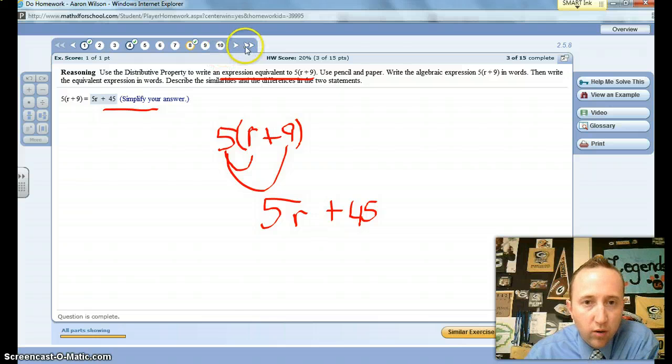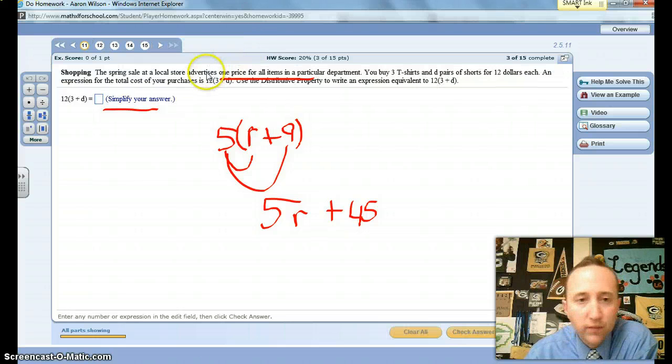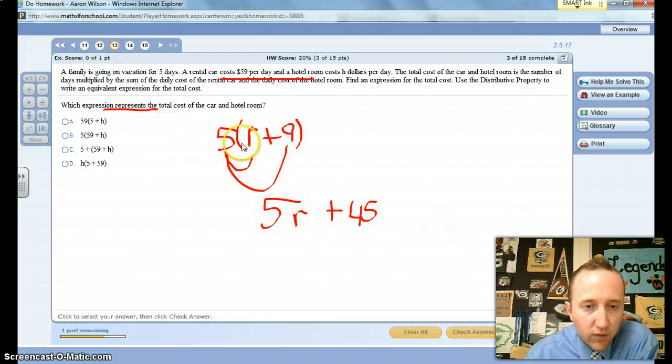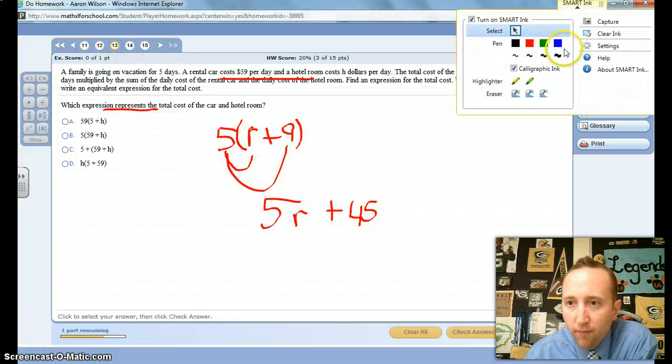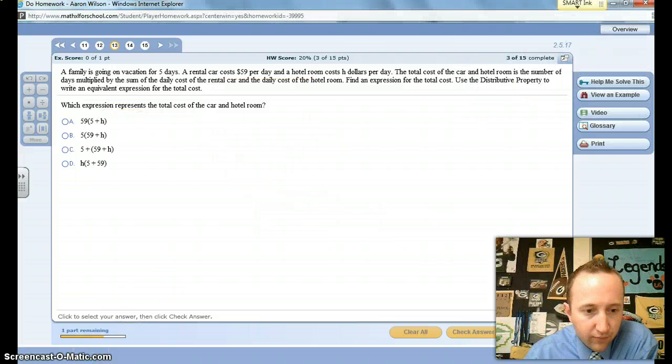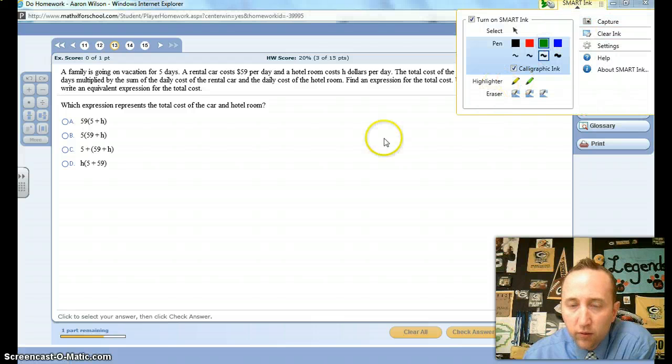Let's jump to maybe one of the harder ones. This will be the last one that I show you all. Let's go with 13. And I'm going to go ahead and clear the ink here. It's question 13 here, which is a little bit more challenging. And I'm going to read this one here.